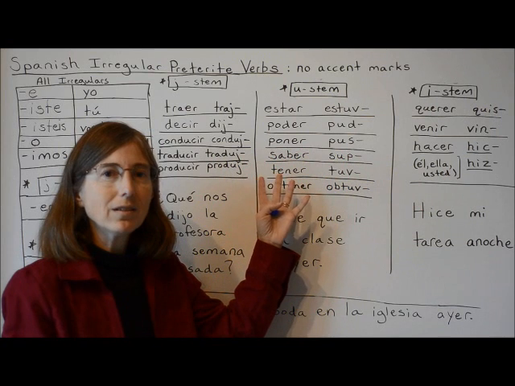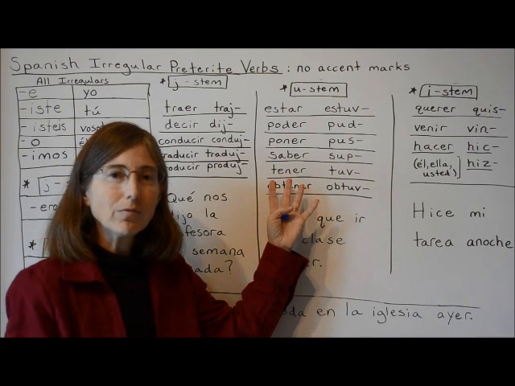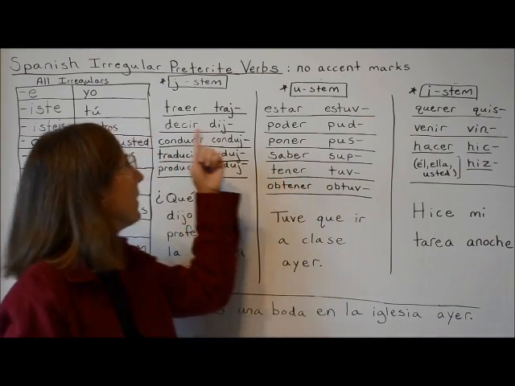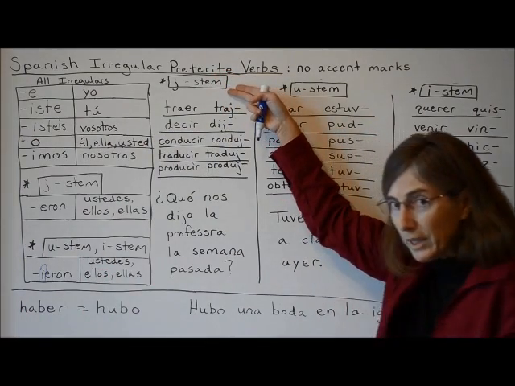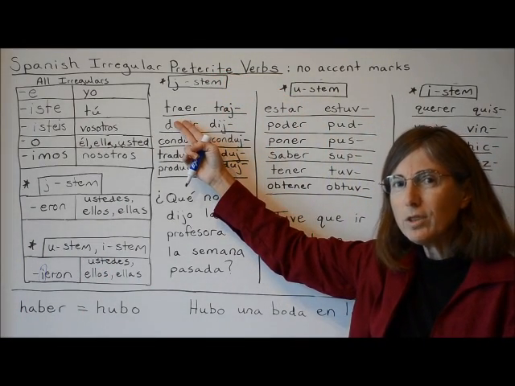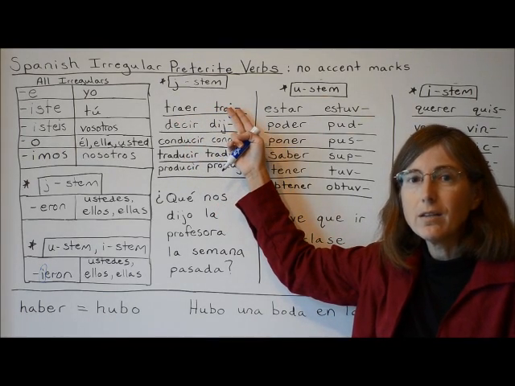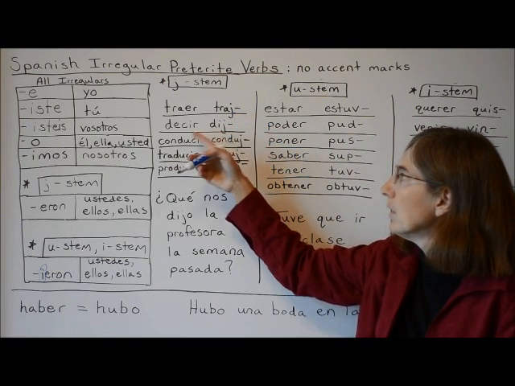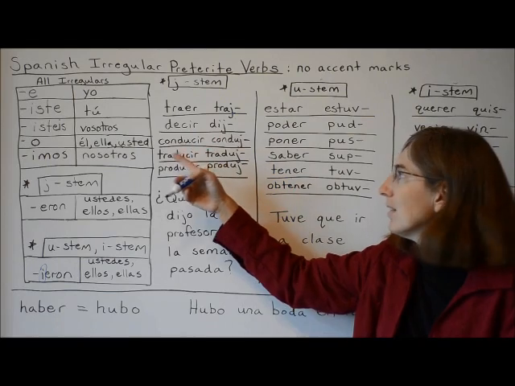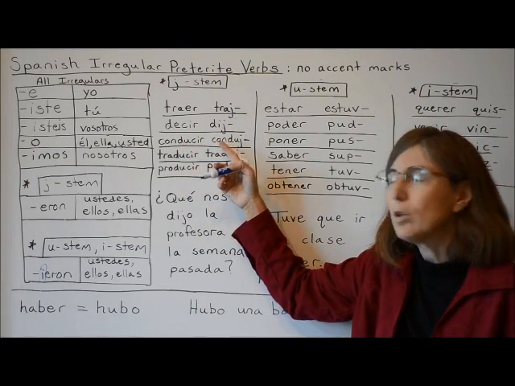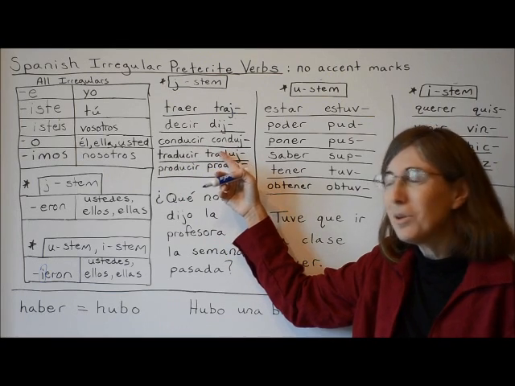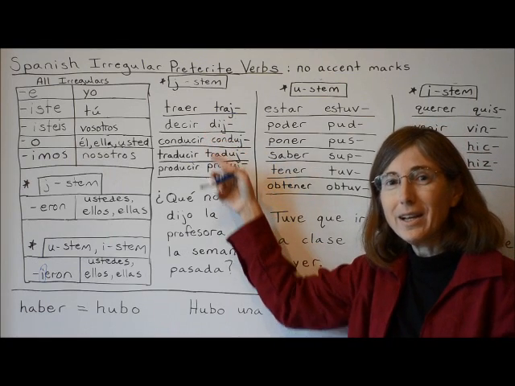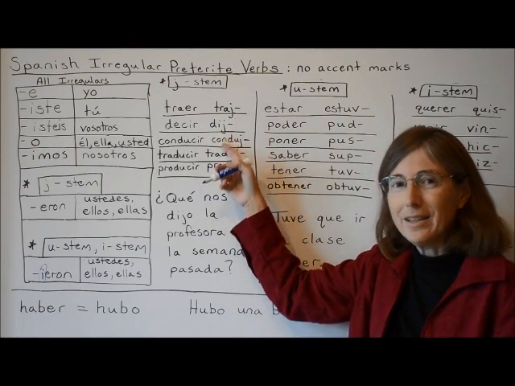Now I have listed here some of the most common irregular preterite verbs in Spanish. So let's look at these stems and see how the stems appear. For J stem verbs, we have traer, that becomes traj. Okay, and see it has a J at the end of the stem. Decir, dij. Conducir, conduj. Traducir, traduj. Producir, produj. Notice that the J stem category of irregular verbs end in a J.